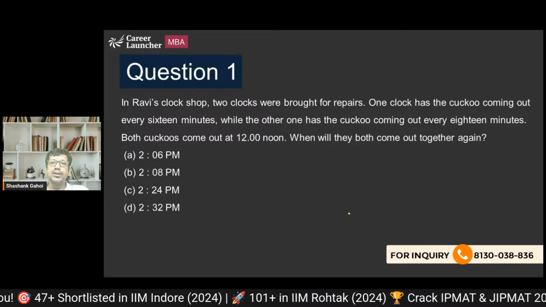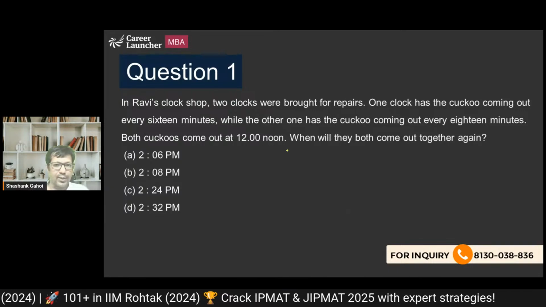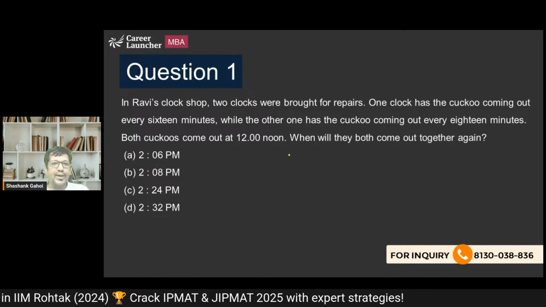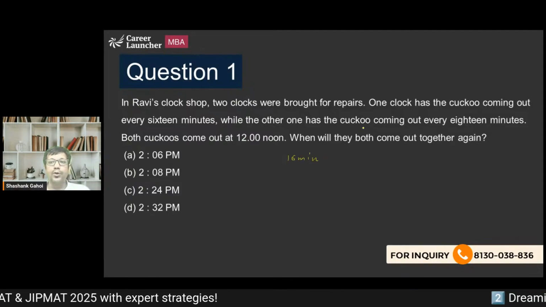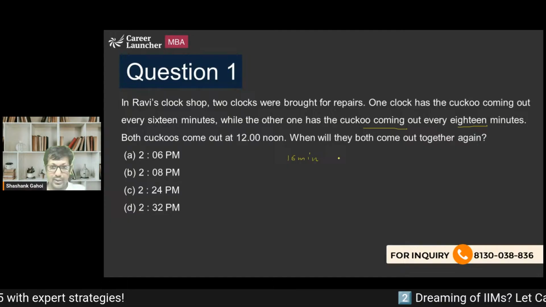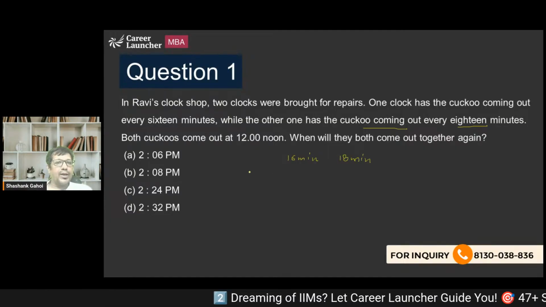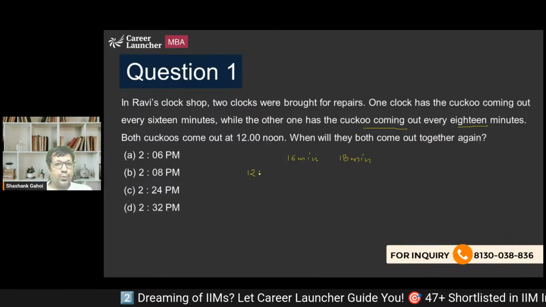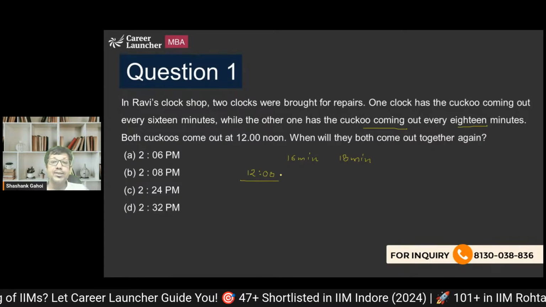brought for repairs. One clock has a cuckoo coming out every 16 minutes. So one has a time of 16 minutes. Second one has a time of 18 minutes. And both of them come out at 12 noon. So after that, when will they come out together again?